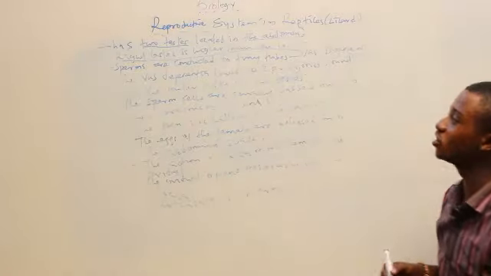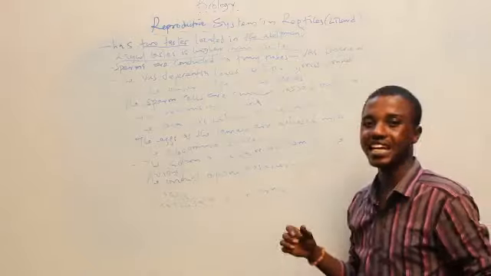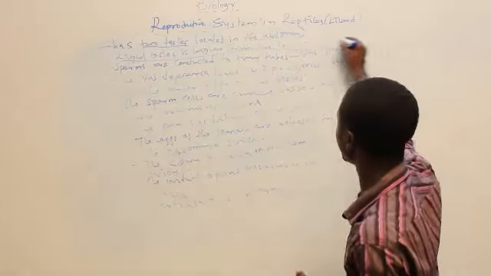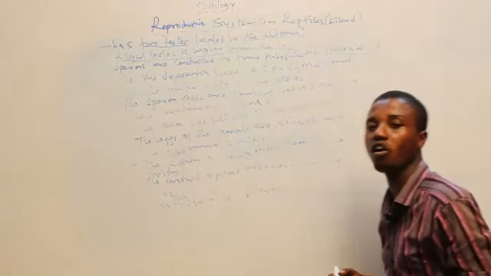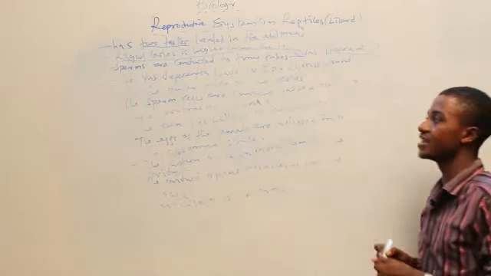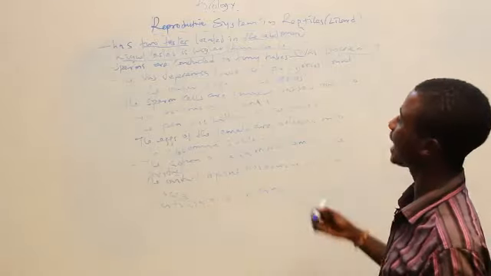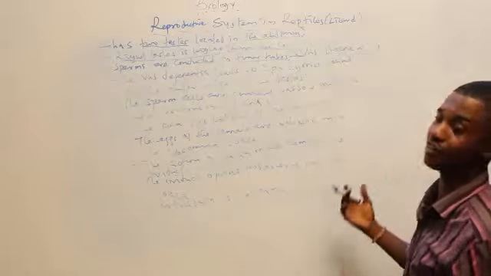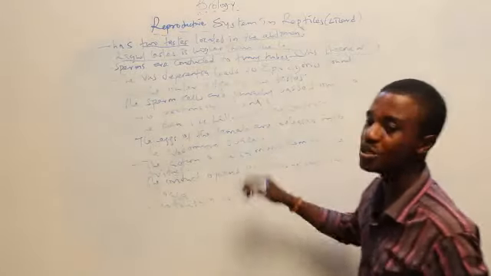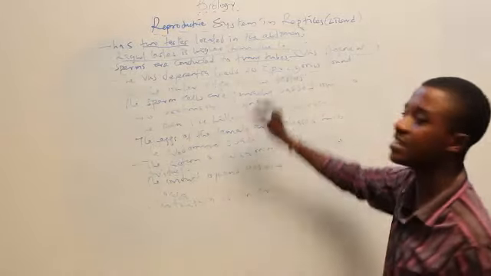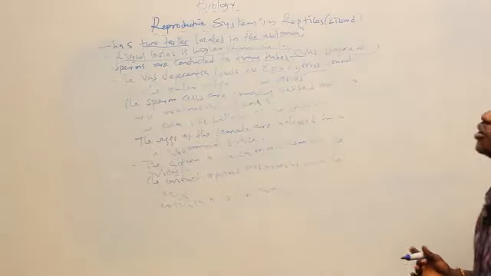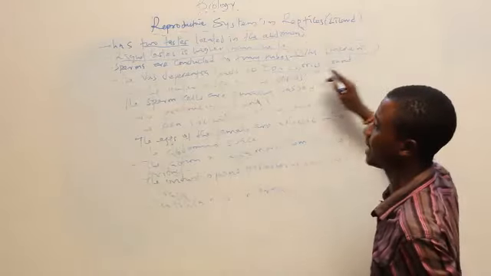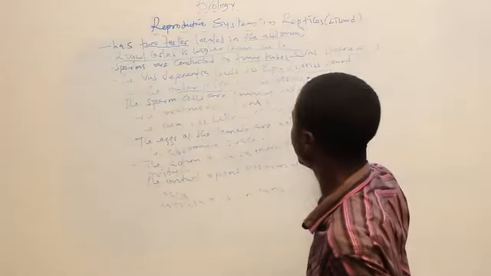Sperms are conducted through tiny tubes, and these tubes are called vas deferens. Those tubes are very tiny. The vas deferens leads to the epididymis. The epididymis is the outer part or edge of the testis.